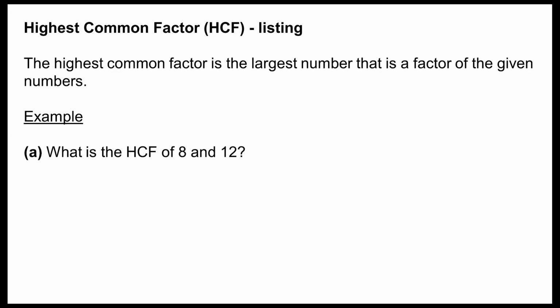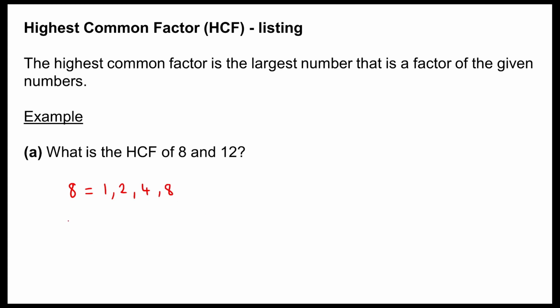The last part of this lesson is looking at the highest common factor. The highest common factor is the largest number that is a factor of the given numbers. In our example, we're asked to work out the highest common factor of 8 and 12. So I'm going to start off by writing down all of the factors of 8, which are 1, 2, 4 and 8.